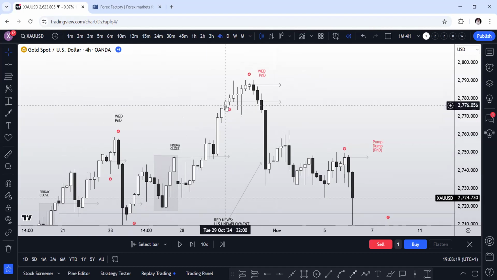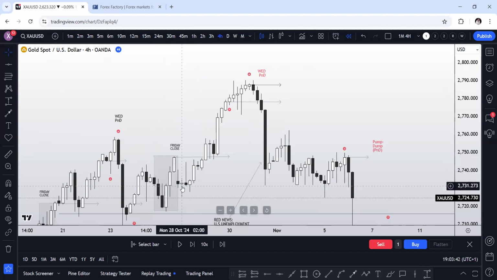Here is Tuesday close. Then we have Wednesday opens and closes higher above the closing price of Tuesday. So that's a pumping session. Then we have this as the close of Friday, 25th of October. Then what happens? Price opens on Sunday, comes lower, pulls into the body of this, and then inside it. Then price closes.